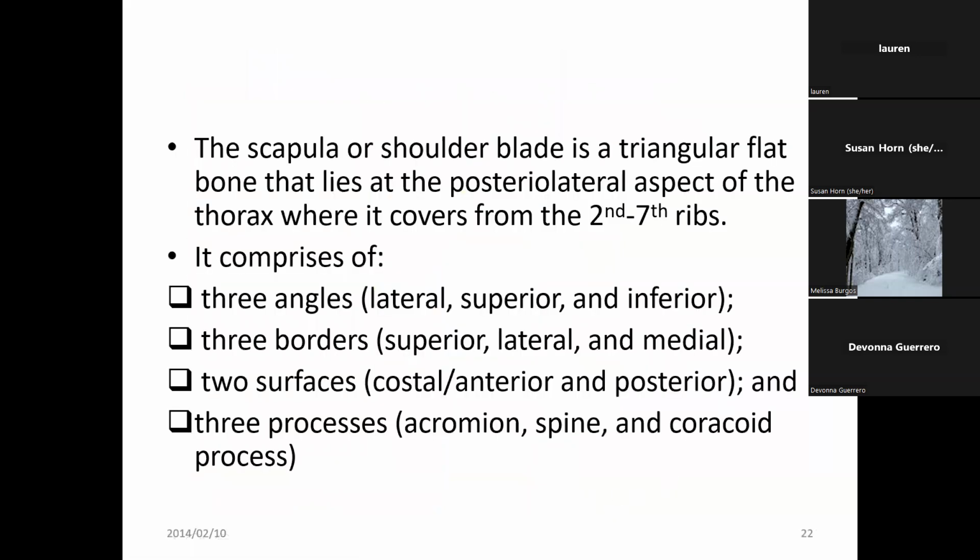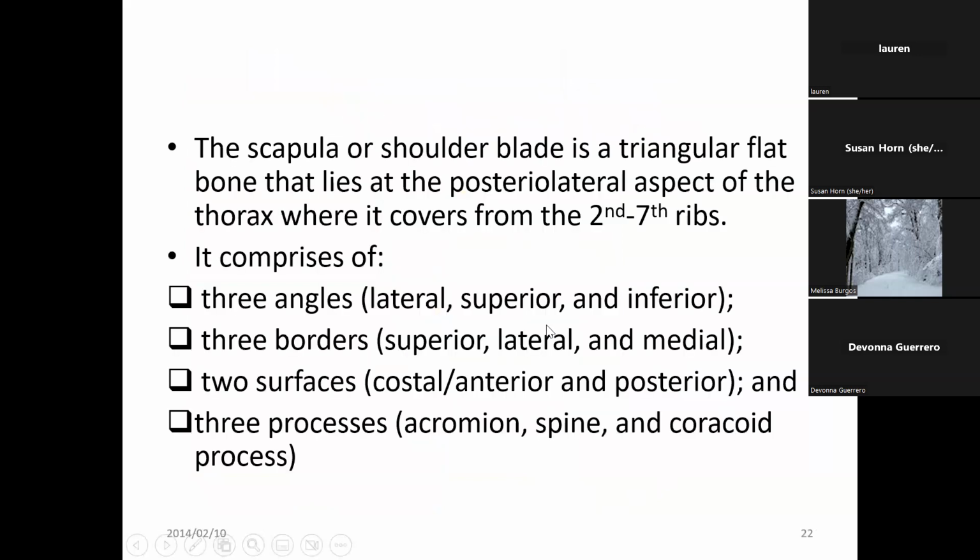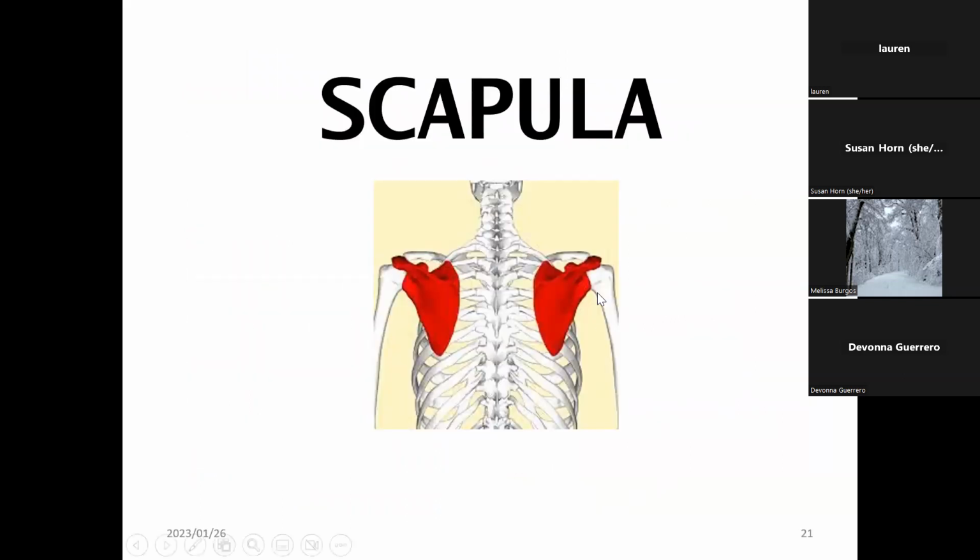All right, so it's that triangular bone. You can see here, this is a highlighted picture of the scapula. We'll see more of these in a moment. It makes kind of a triangle, and it covers the 2nd to 7th ribs. Look again here: rib number 2, rib number 1. See how high up rib number 1 is?